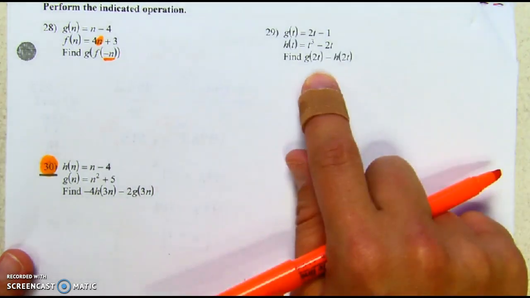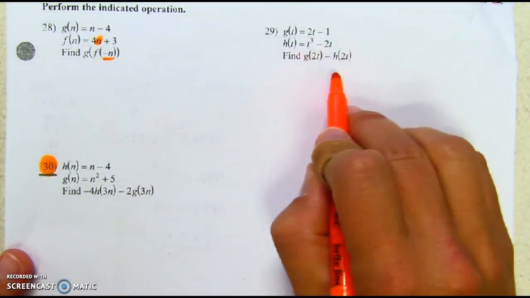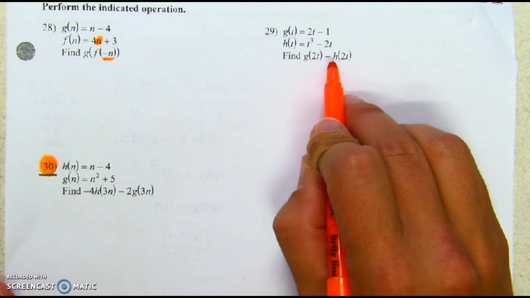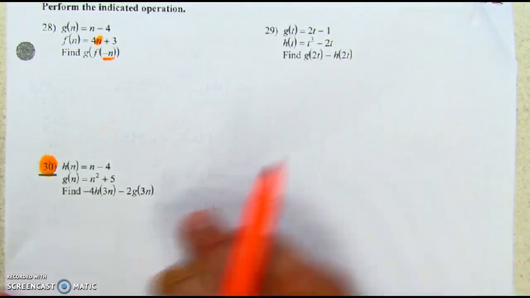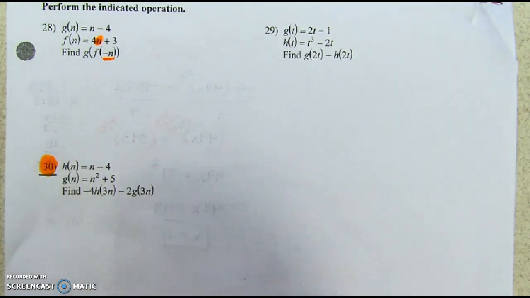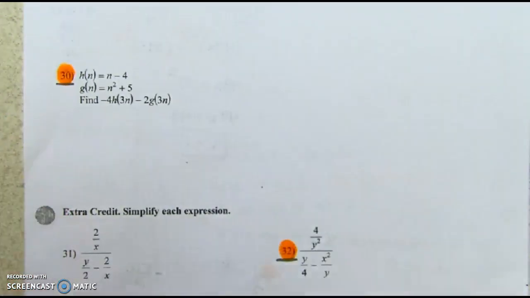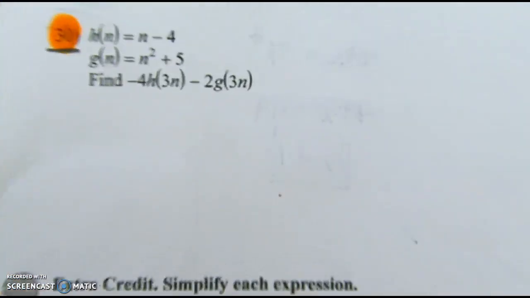Okay, what do you do here? We're going to plug in 2t into both and then subtract. You got to make sure you distribute that minus sign on the h. All right, but this one has a lot going on, so let's figure out what's going on. Let's do 30 together. Here we go.